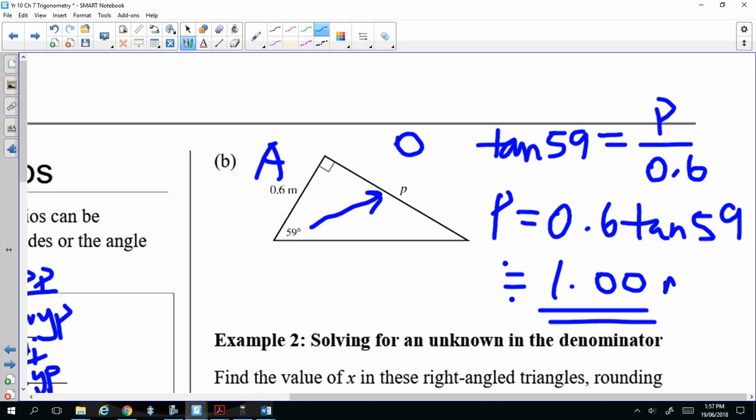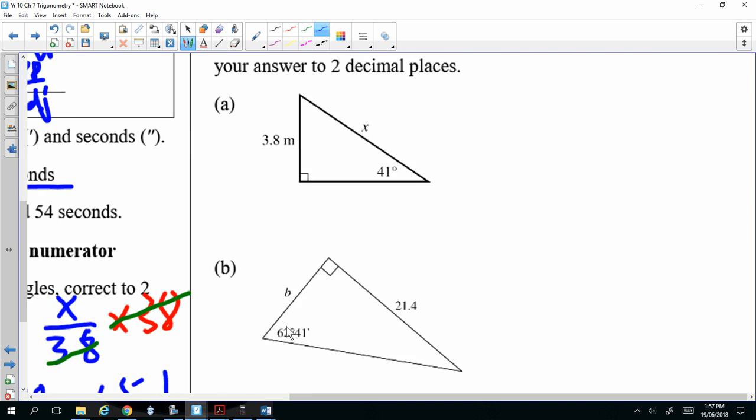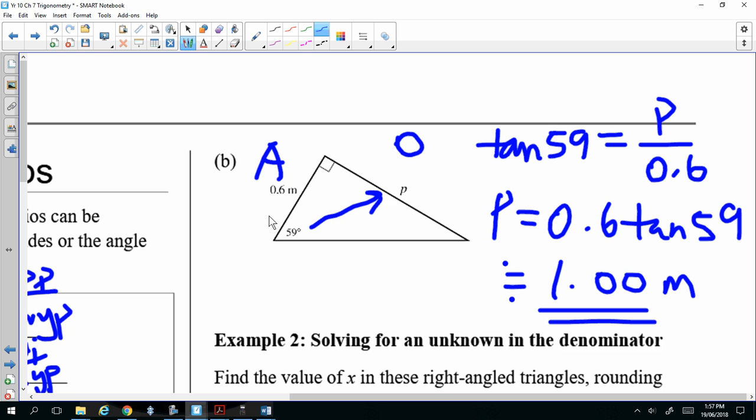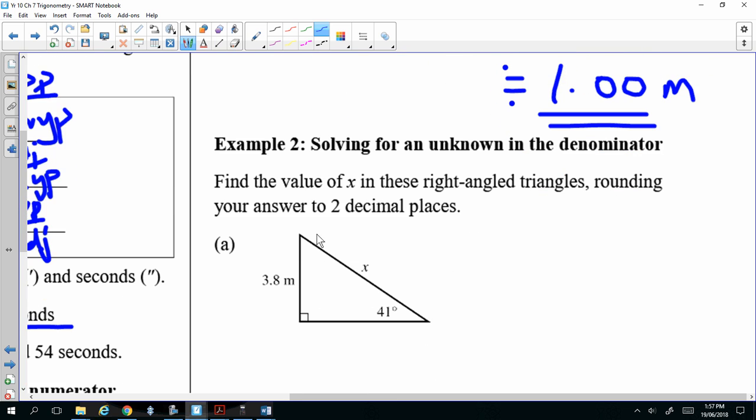And what's the other one? Meters too? Meters. Okay, so now we know how to find missing sides given an acute angle and a side in a right-angled triangle. We can also find the unknown in the denominator, which is the hypotenuse. So how do we do this? We do the same thing, opposite and hypotenuse.